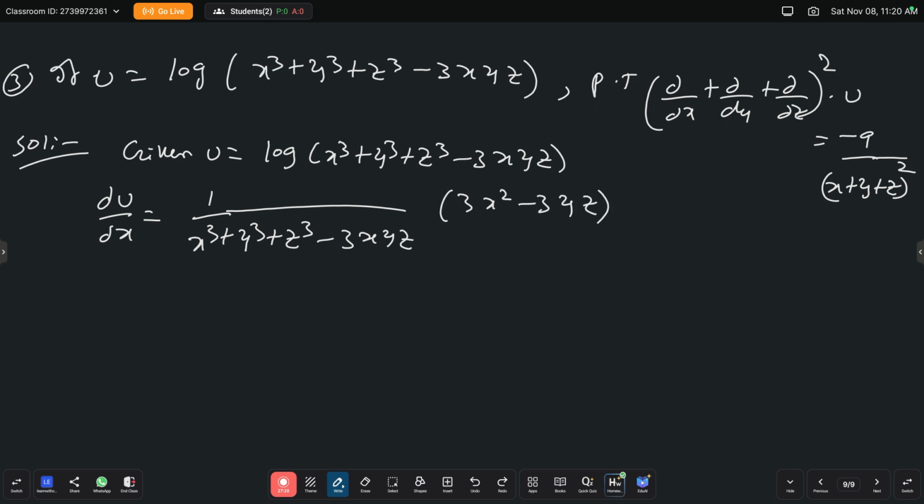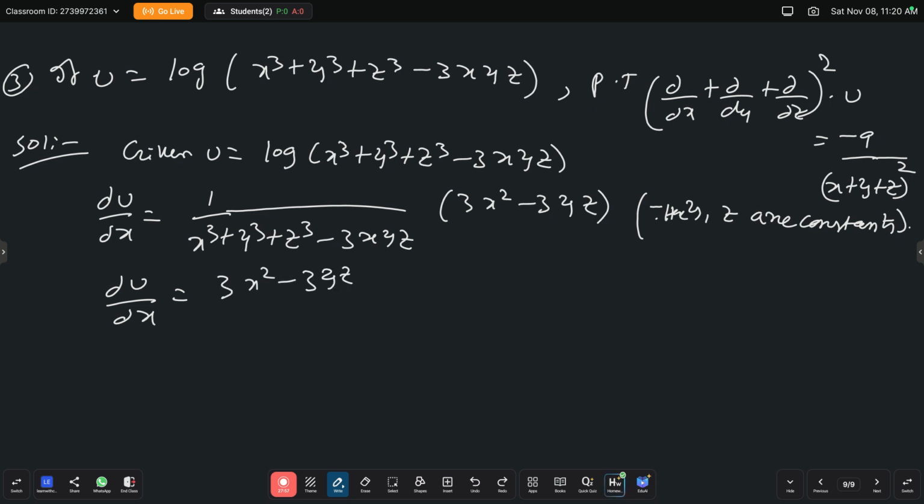So here y and z are constants. Y, z are constants. So ∂u/∂x equals (3x square minus 3yz) by (x cubed plus y cubed plus z cubed minus 3xyz).